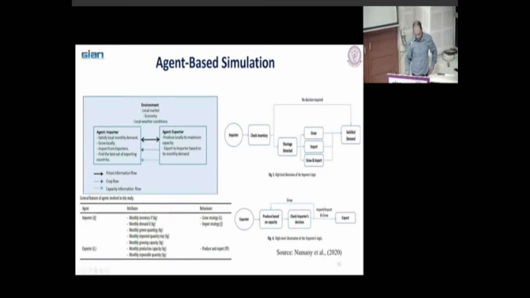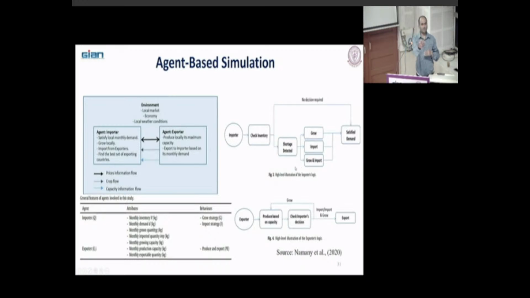So the strategy, you can say growth strategy and import, you can understand here. Importer means UK, US, the countries that are importing. What does the importer do? They check their inventory stock and there are two options. If inventory is sufficient to satisfy their demand, no decision is required. If they detect some shortage, they have three options: grow, import, or grow and import. Grow means locally grow, and then they satisfy the demand. So this is the high level illustration of the importer's logic.